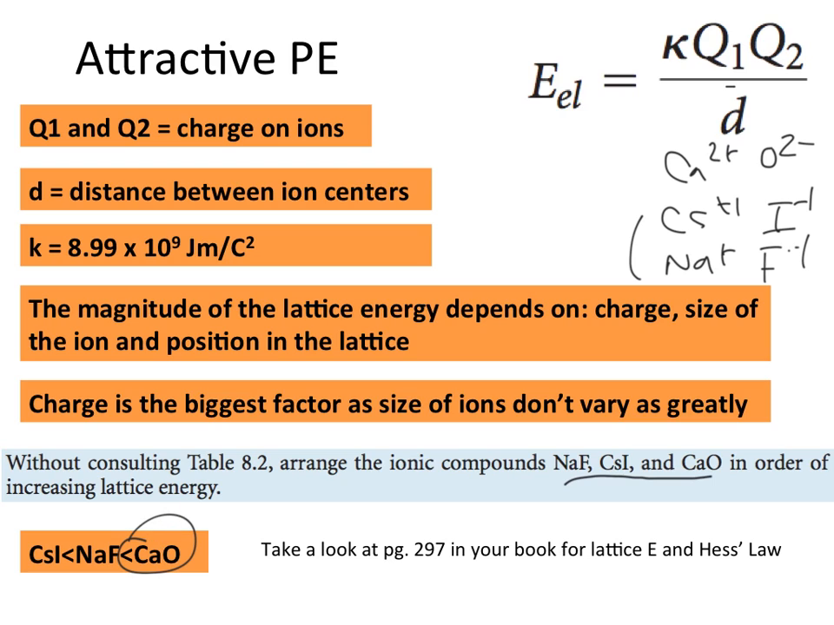And calcium oxide is going to be the one with the largest lattice energy because it has the largest overall charges. If you want to understand a little more about these attractive forces and lattice energies, you can take a look at page 295 in your textbook. It goes through a nice procedure of analyzing how Hess's law is connected to the formation of a crystal lattice. I think you may find it very informative.